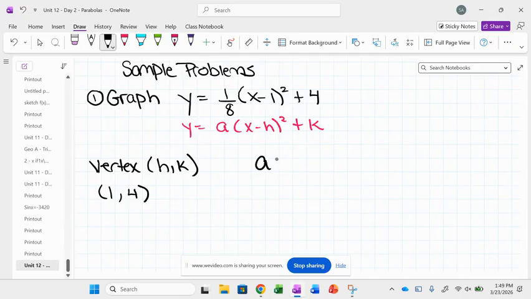Then let's talk about the axis of symmetry. I'm going to call it AOS. The axis of symmetry is going to be x equals h. So in this scenario, it's going to be x equals 1.